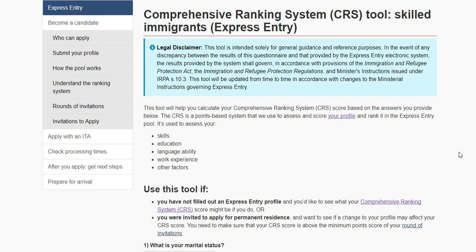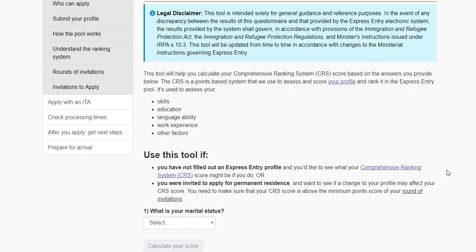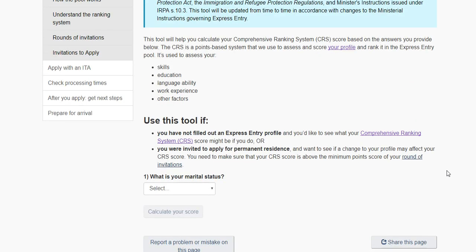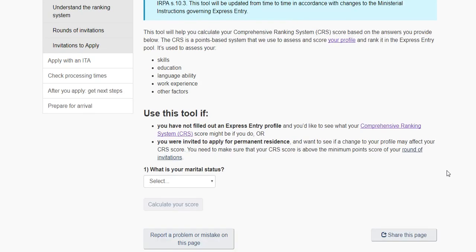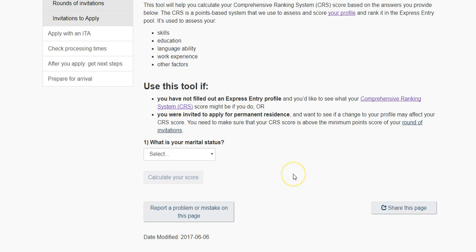As we can see on this website, the tool helps us to evaluate our skills, education, language ability, work experience, and other factors. What we're going to do in this lecture is simulate the use of the tool and how you can benefit from doing the assessment online, following the link provided in the lecture.